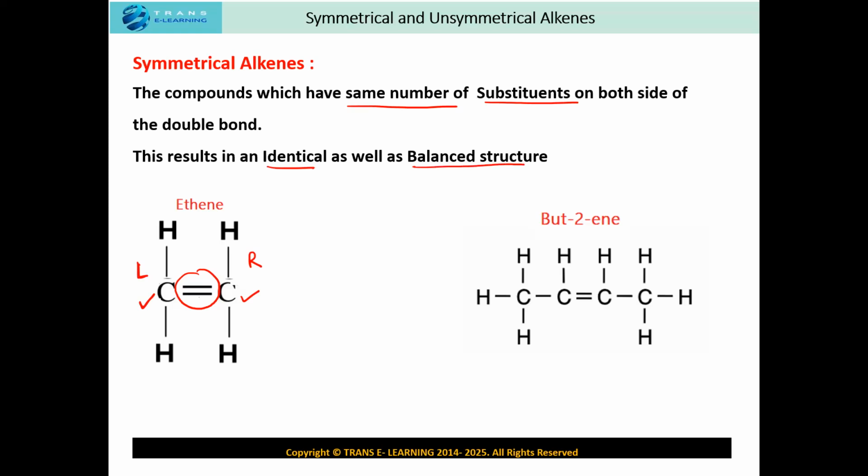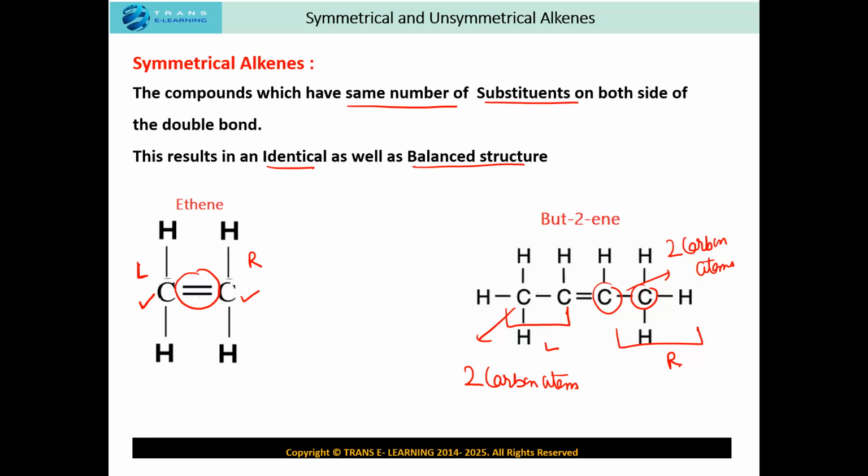Now you can see here but-2-ene. If I consider this as the left hand side of the double bond and this as the right hand side of the double bond, here we have two carbon atoms, and on the right hand side also we have two carbon atoms. So these kinds of structures are known as symmetrical structures, and this is an example of symmetrical alkenes.